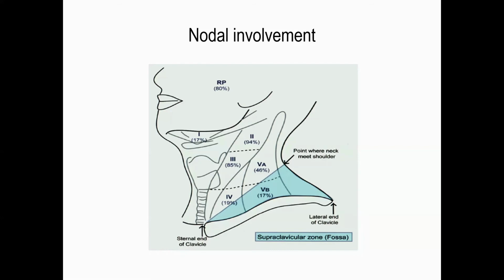Then you need to know that the majority of nodes involved are level 2, retropharyngeal nodes, level 3 and level 5B. Level 5B and level 4 nodes are less involved. Then how you describe it: earlier it was in the 7th classification, that I will discuss now.